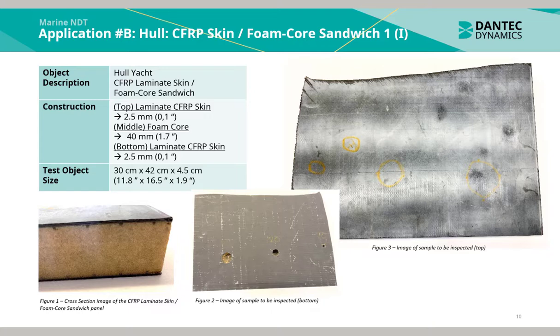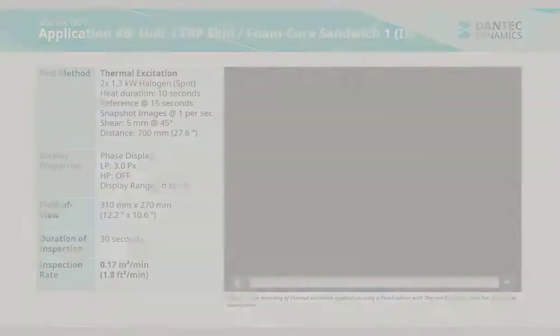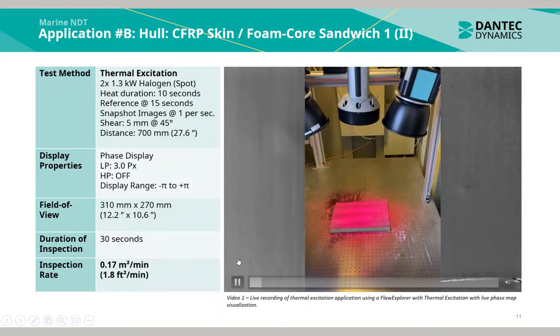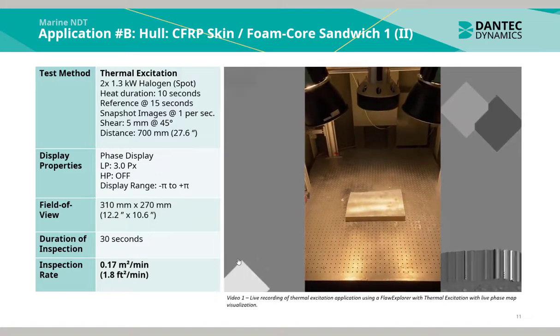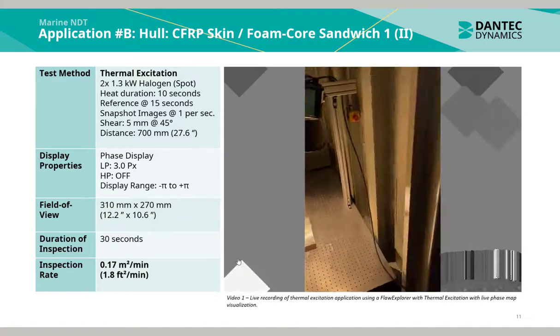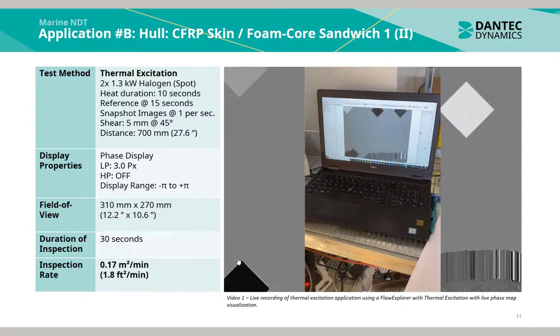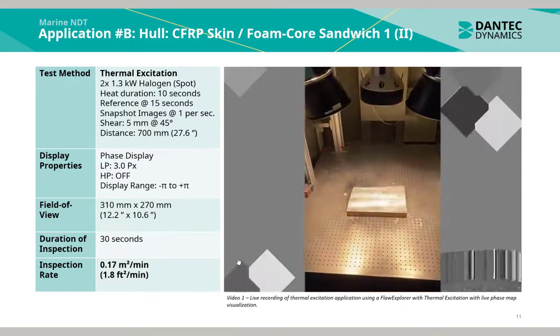Application B is a CFRP skin laminate foam core sandwich component. The test object size is 30 centimeters by 42 centimeters by 4.5 centimeters. Here is a live video recording of thermal excitation application using a Floor Explorer with thermal excitation. Here we can see the live phase map visualization.